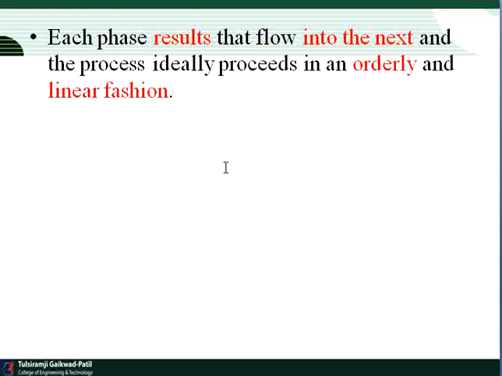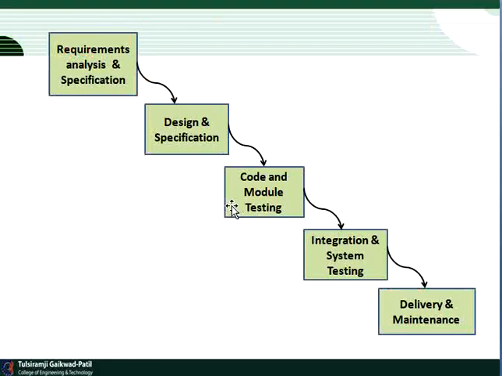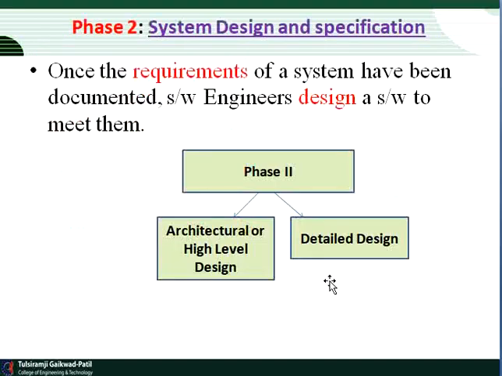Each phase's result flows into the next, and the process ideally proceeds in an orderly and linear fashion. As you can say, this is a linear fashion process. Every phase depends on the first step, that is requirements analysis and design analysis. Code and module testing depends on the design specification, because after the design specification we can do the coding. For integration, after the individual module coding and testing, we can integrate those modules. After completion of these phases, we can deliver that software to the customer.